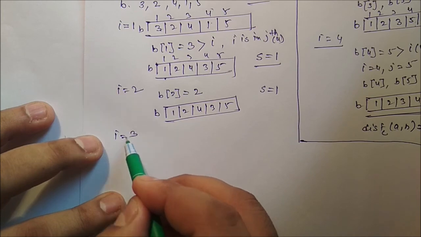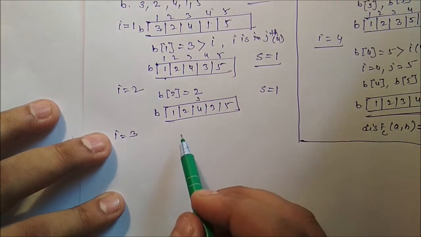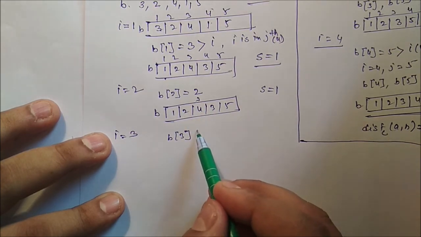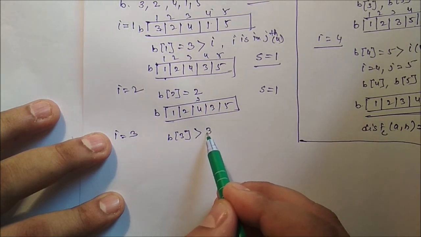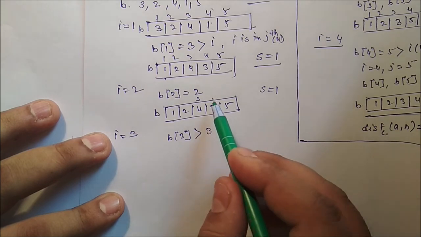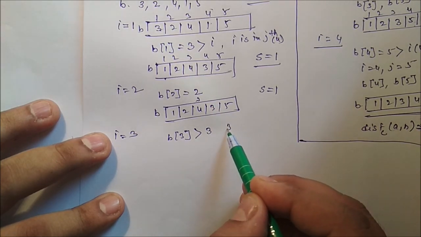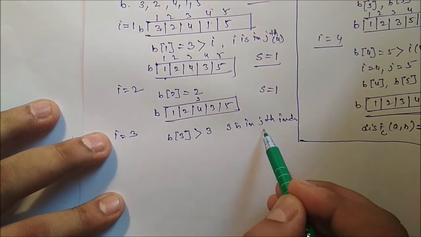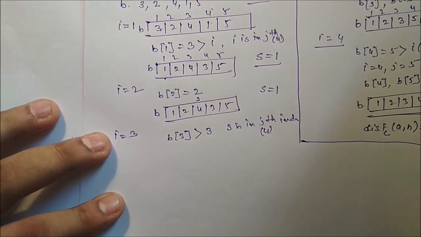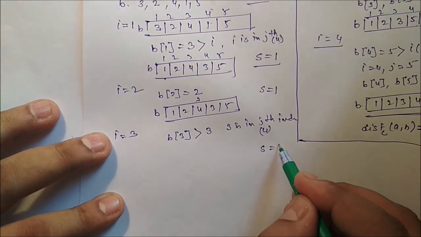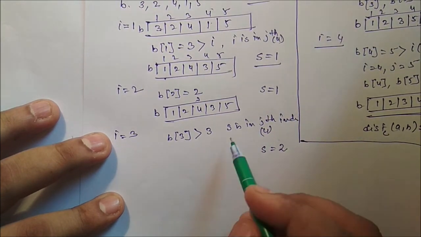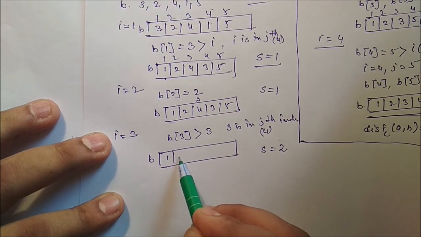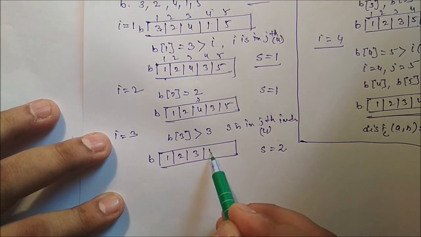If i is equal to 3, so this is our 3. B3 is greater than i, that is 3, and 3 is in the jth index, that is the 4th index. So we have to increment S, so now it is 2, and we have to swap. Swapping means 1, 2, 3, 4 and 5.